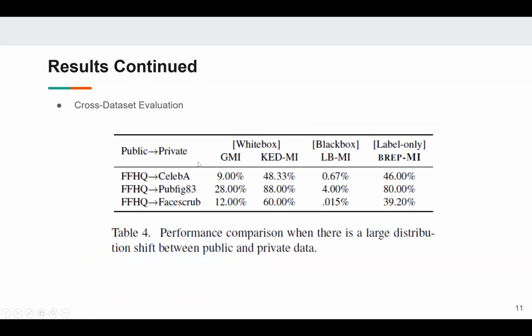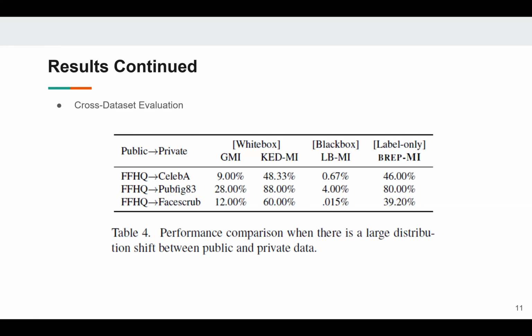So for cross dataset evaluation, in the previous experiments, it was assumed that the attacker had access to public data with low distributional shift compared to the private data. This is because both public and private domains are derived from the same dataset. It is important to consider a more pragmatic scenario in which the attacker has access to only public data that has a large distributional shift.